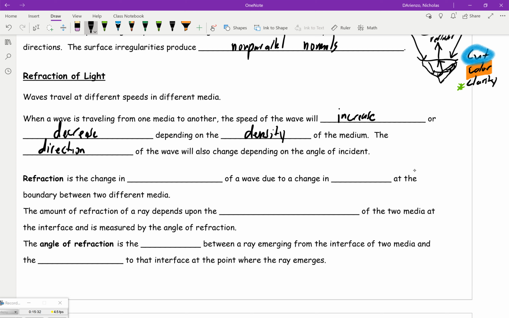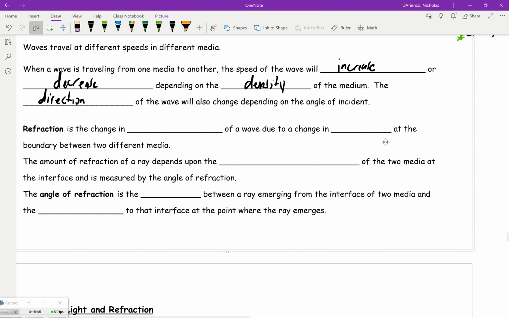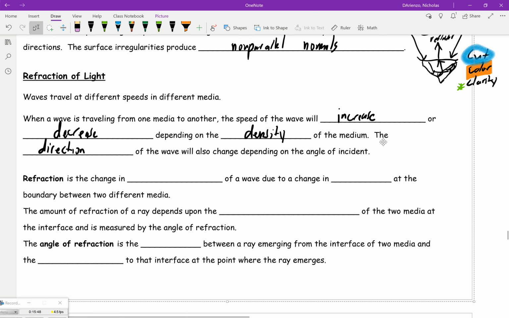And then the direction of the wave will also change depending on how that incident ray is traveling, or the angle at which that incident ray strikes the boundary. Now, refraction itself is the change in direction of a wave due to a change in density at the boundary between two different media.